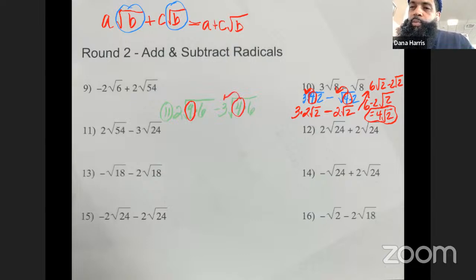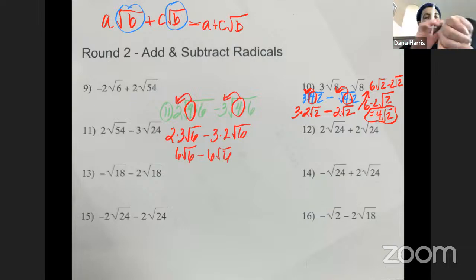So, boom, we take the square root of those numbers circled and multiply it by the number in front. So I'm going to say 2 times 3 square root of 6 minus 3 times 2 square root of 6. So I have 6 square root of 6 minus 6 square root of 6. Okay? So then this ends up being 6 square root of 6 minus 6 square root of 6 equals 0. So number 11 is 0. Okay?